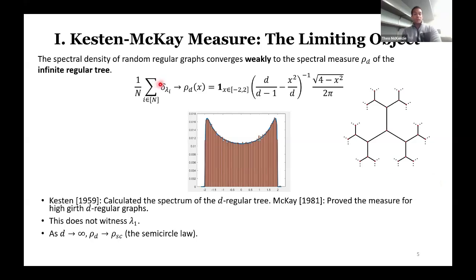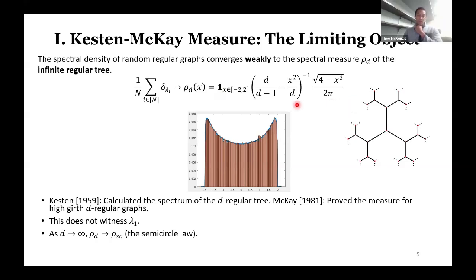And what that means is that the distribution of eigenvalues will converge to the eigenvalues associated with this regular tree, which is something explicit that has been studied for a while. Specifically, that's called the Kesten-McKay measure. Harry Kesten calculated the spectrum for the d-regular tree, and then Brendan McKay proved convergence of high girth regular graphs to this spectral distribution as well. Specifically, the spectrum is given by this formula that I've written on the right-hand side here.